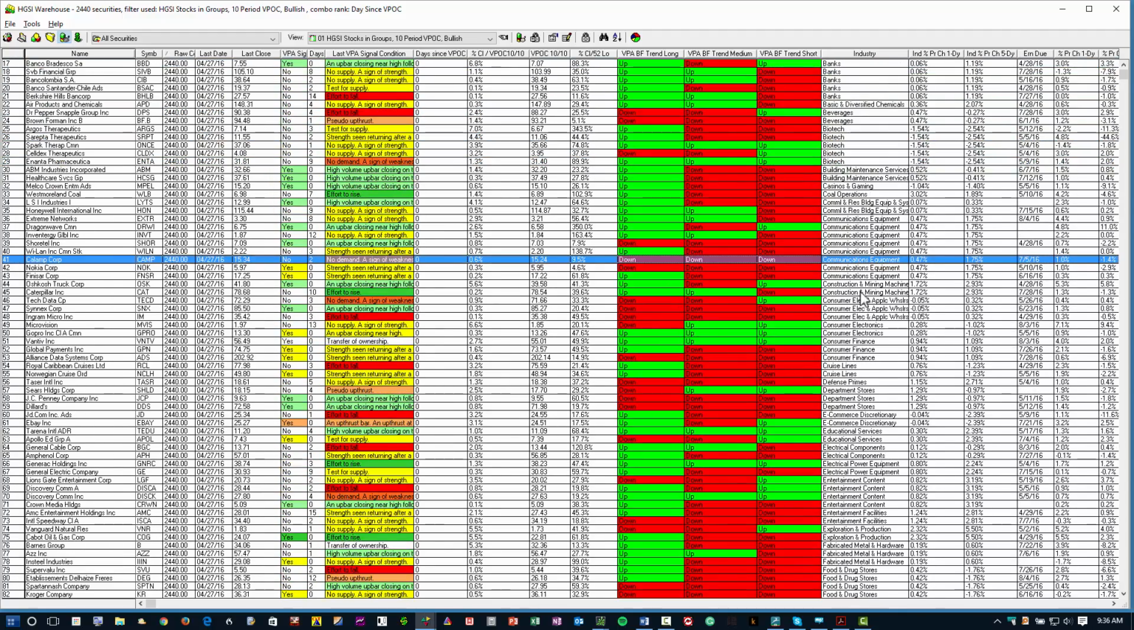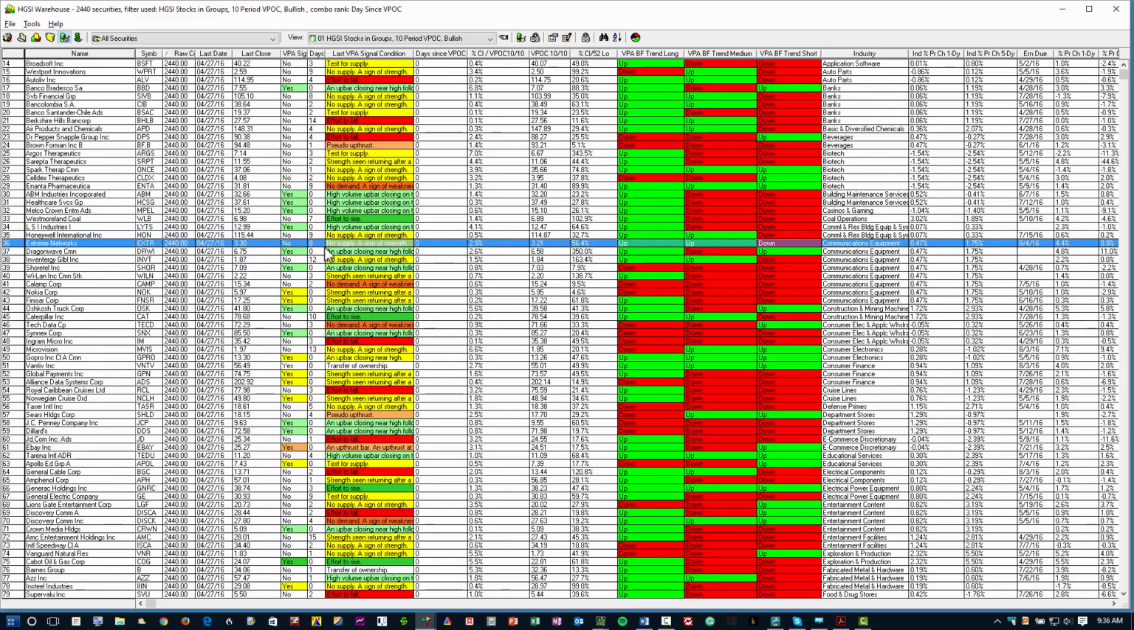So going back to the communication equipment, it's going to show me the days since the volume point of control, 0, the crossover day yesterday, the distance from the percentage above the line, and the price. It's only a $3.21 stock, and the close from the 52-week low. I put that in there also.